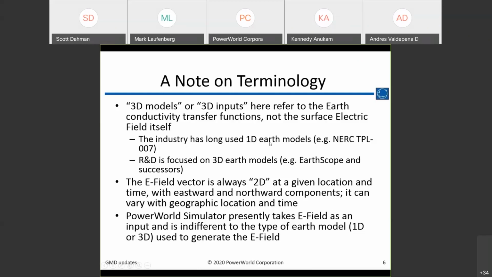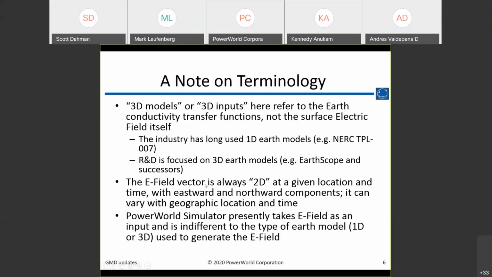The 3D models are a lot more complex, and they're just now starting to really be used, well, they have been through the EarthScope project for several years. This was an NSF-funded project, and there's some successor research going on now because I think the NSF funding for that ran out a couple of years ago. But basically, measurements are taken that look down into the Earth, not only straight down, but in all directions as well, to compute a better transfer function that's then used to get the electric field function from the magnetic field function.